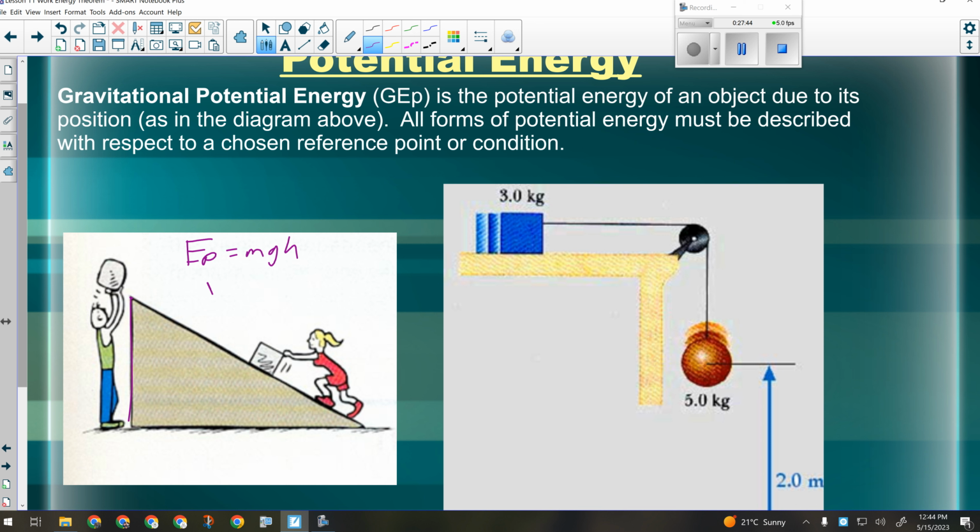Well, if work is a change in energy, then it's the same amount of work, regardless of how you get it to the top. Okay? So they both do the same amount of work getting it to the top. Who uses less force?